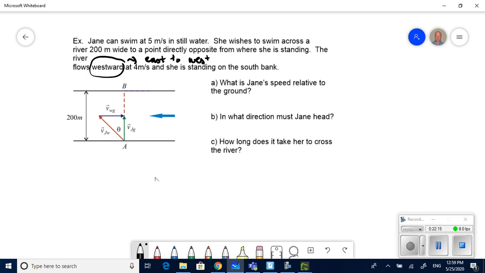So I think we've got this situation here. She's standing on the south bank. That's Jane right there at point A, and she wants to swim across to B. We know what she can swim in still water, and we know she's getting pushed off course, and we're given this distance. We'll deal with the distance at the end, but we'll get started with some of the other aspects of it. Try it on your own, and we'll get back to you in a minute.